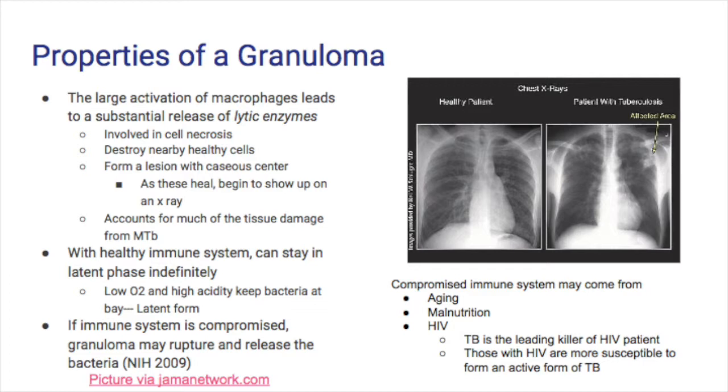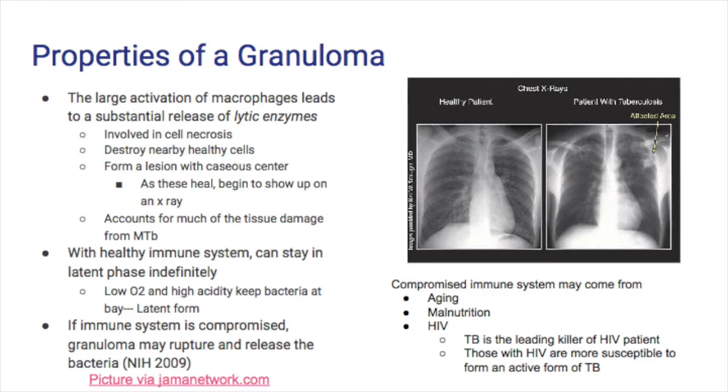They actually form a lesion with a caseous center that we'll be able to see on an X-ray as that center begins to heal, as those cells begin to harden and callus. We'll be able to see that on the X-ray as shown on the right. And this accounts for much of the tissue damage from tuberculosis, actually. So as that bacteria begins to proliferate, those macrophages come to the site, and these lytic enzymes will begin to, unfortunately, hurt healthy cells around it.